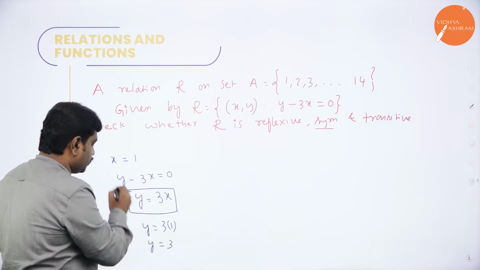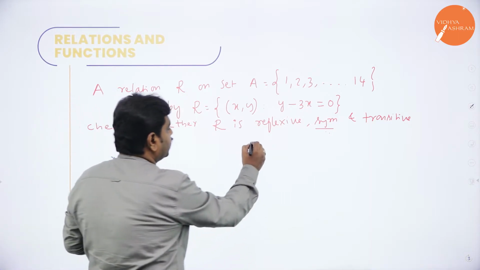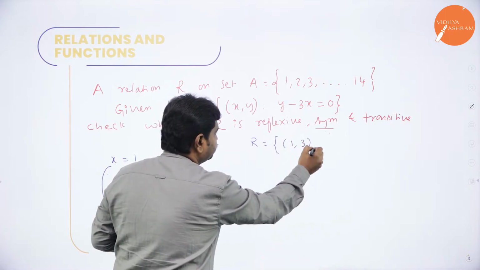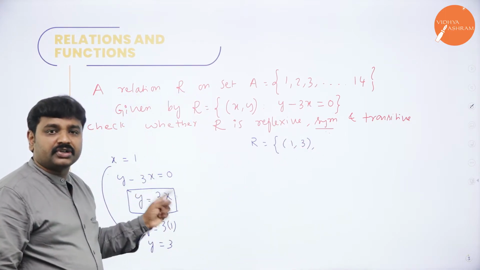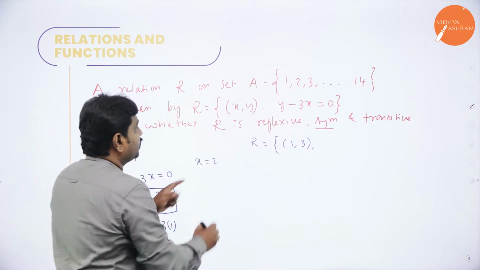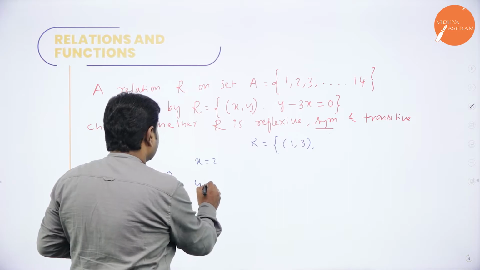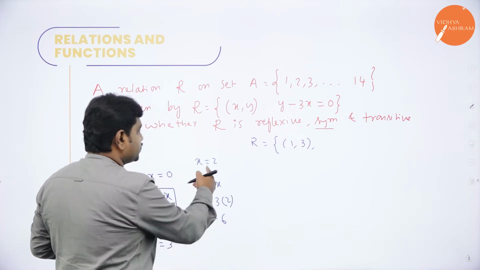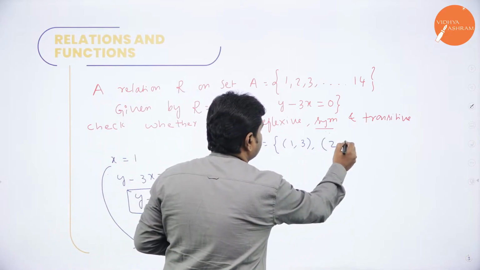So when x is 1, y is 3. So now relation R is equal to ordered pairs. When x is 1, y is 3. I hope all of you understood this. Next you take x is equal to 2, second element. When x is 2, what is y? 3x, that is 3 2s are 6. When x is 2, y is 6.